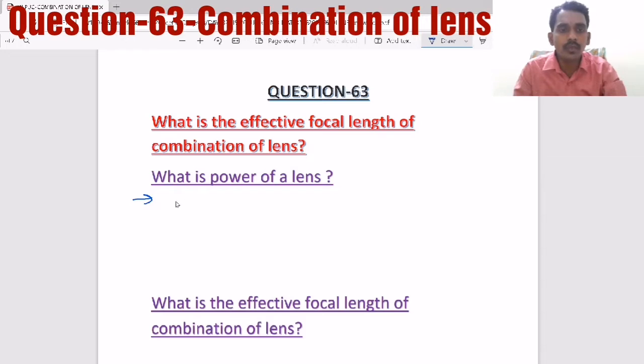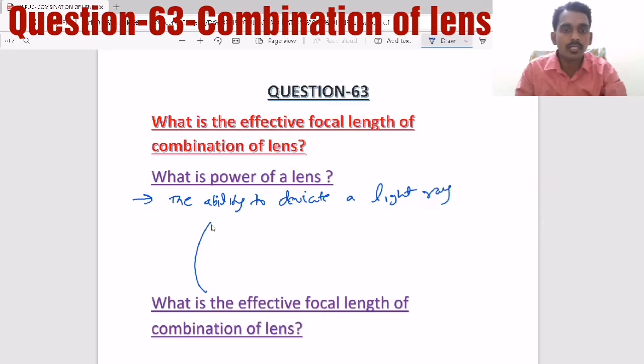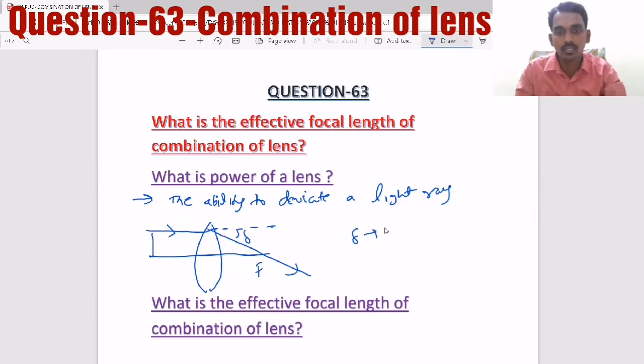And the very first thing we have to understand here is what is power of a lens. Power is nothing but the ability to deviate a light ray when it passes through it. When a ray is coming parallel to its principal axis at unit distance, it will pass through the focus. That means it will get deviated through some angle. That delta is called deviation.